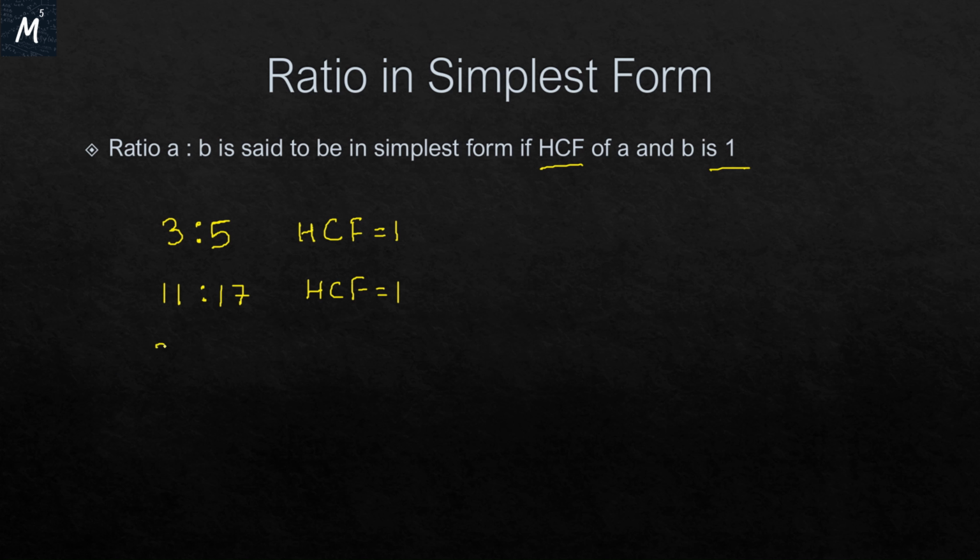Another example on the same grounds will be 23 is to 31. Again, the HCF is 1. But one more example, when the numbers are not prime, like 4 and 9, their HCF is also 1. So they are also in the simplest form.